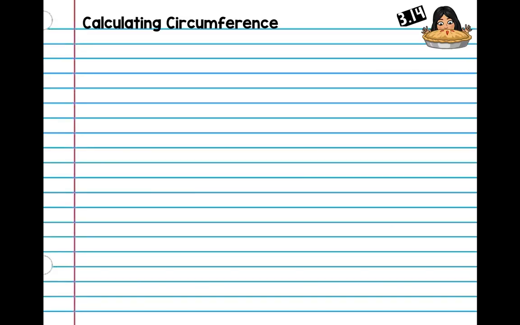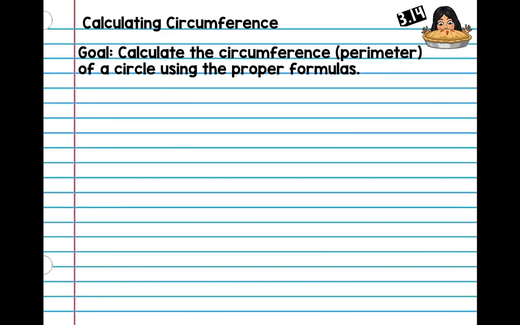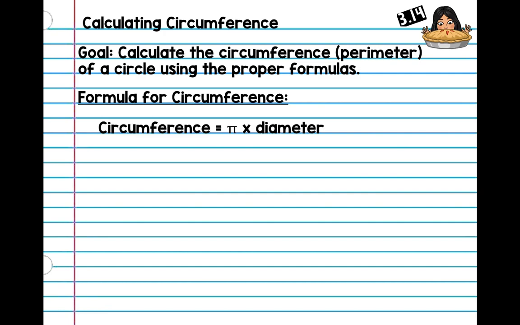So we're going to calculate circumference, and we're going to be using two proper formulas. Okay, so grab your notebook and your pencil. Super important that we're writing this down together. Okay, so the formula for circumference is circumference equals pi times diameter, and that is all. So C equals pi times D. Okay, so this is formula number one.